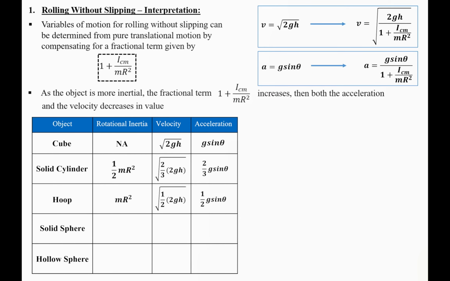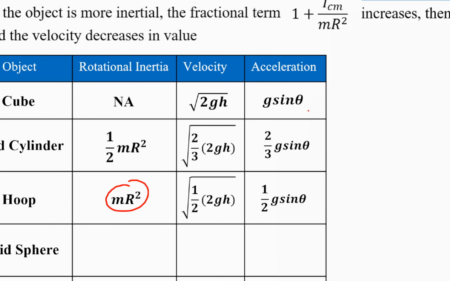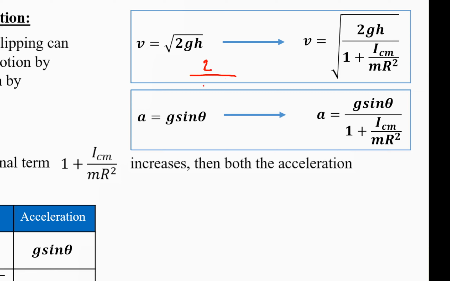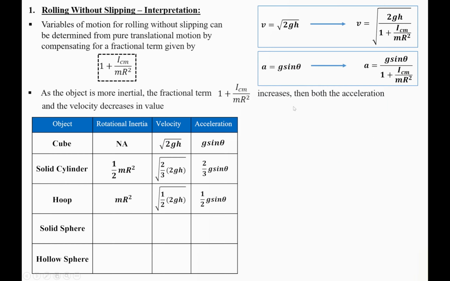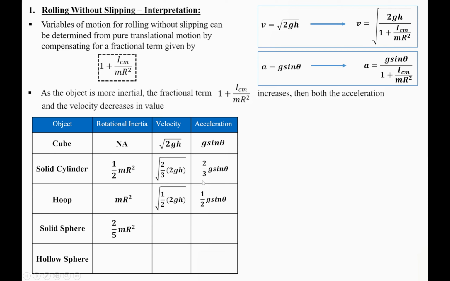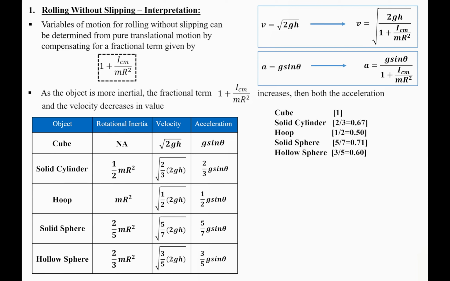Now similarly for the hoop we can do the following. For the hoop the rotational inertia is given by mr square. So if you calculate the fractional term, that would be 2 over 1 plus mr square divided by mr square, they cancel. That would be 2 over 2, which is basically half multiplied by 2. For this reason here we have the factor half. Similarly for the solid sphere you can do the calculation, and for the hollow sphere. And here let me characterize the following objects according to the values of the acceleration and the velocity.